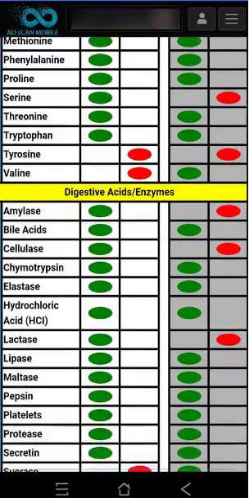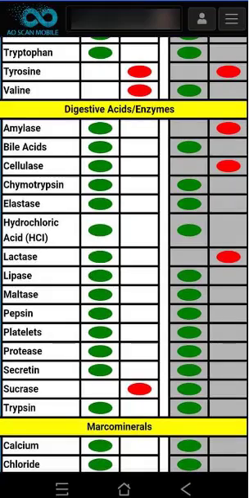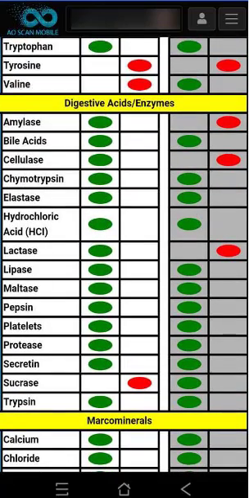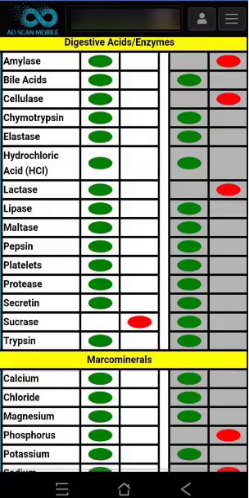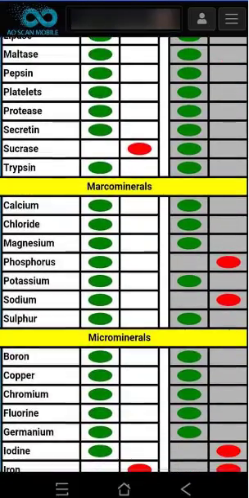And now we'll look at some enzymes. We've got a couple enzymes out of range, but mostly they're okay. So I'm suspecting the issue isn't the enzymes themselves, but the stomach linings or the gastrointestinal linings. Now we'll look at macro minerals.